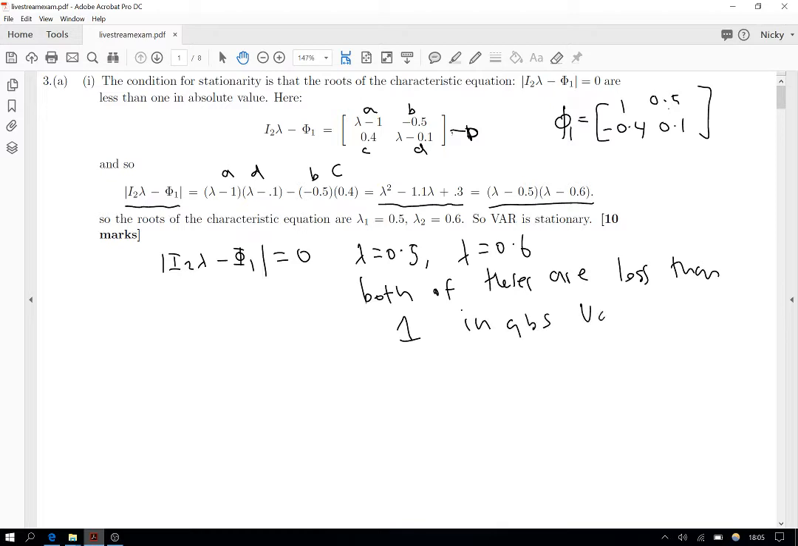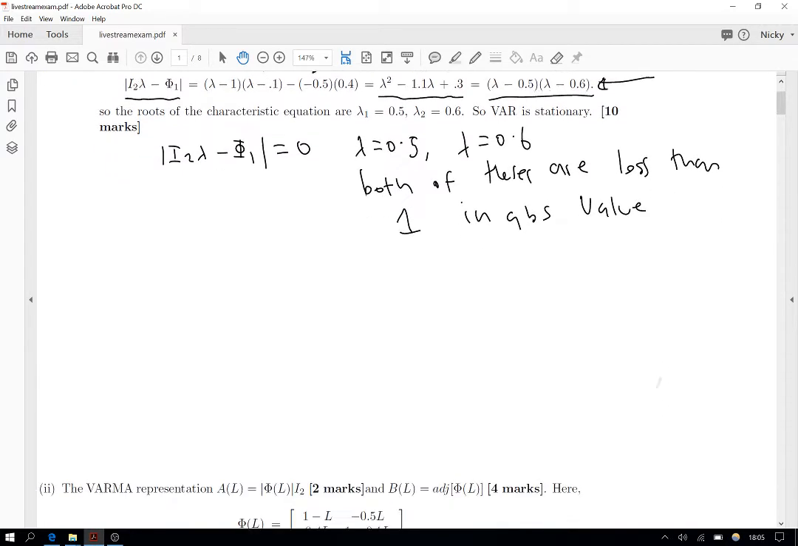Okay, so the key part then is to just state the characteristic equation, work out its determinant, and then note that a process is stationary if both of the roots are less than 1 in absolute value, and to make that clear, and then to show that this is the case for this model here. So again, this would then get you all the marks for this question here.